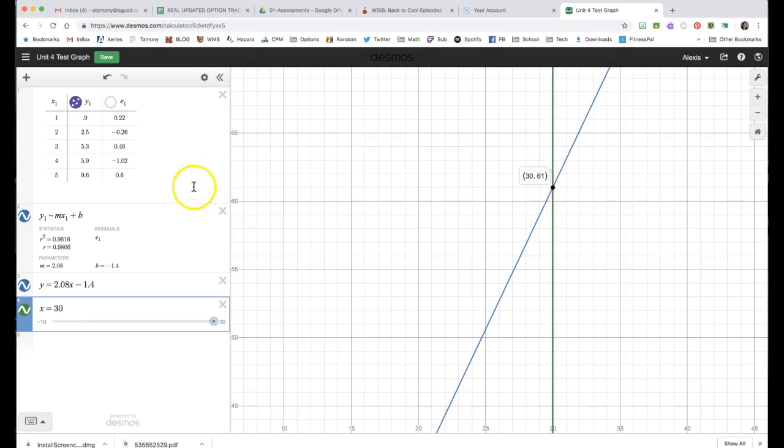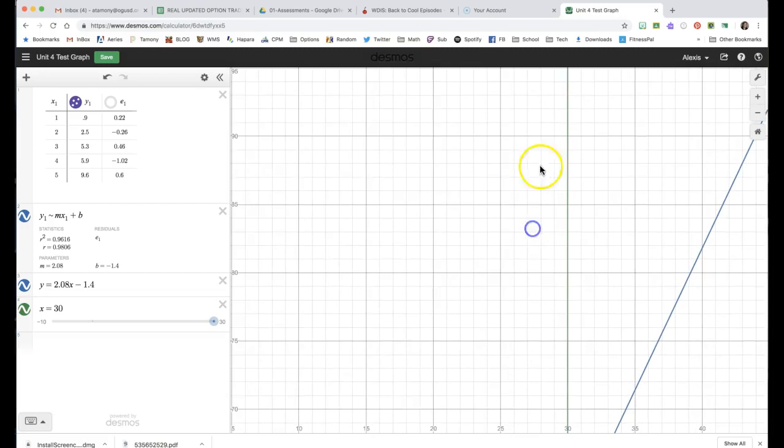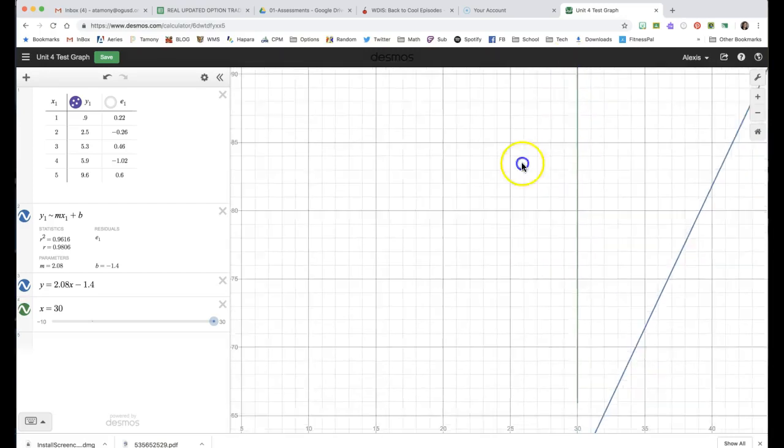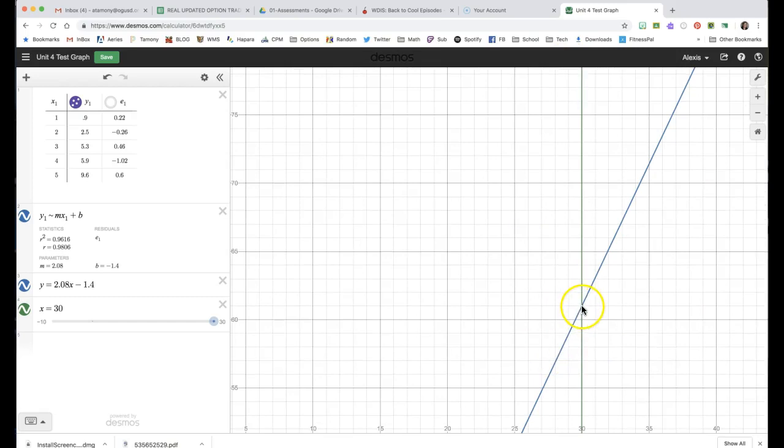So 61 is here, right? 61. And 96 is way up here. 96 would be up here. So the distance between 96 and 61 is 35. So the answer to C is 35. Okay.